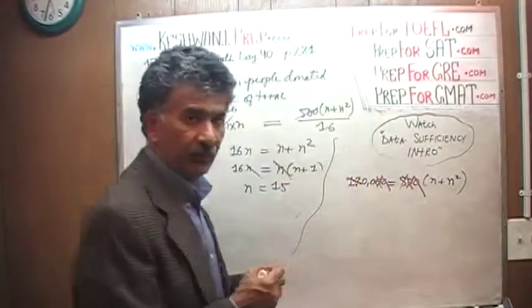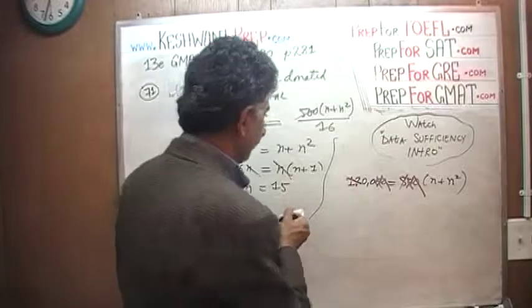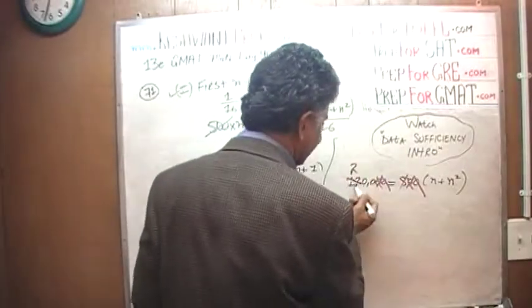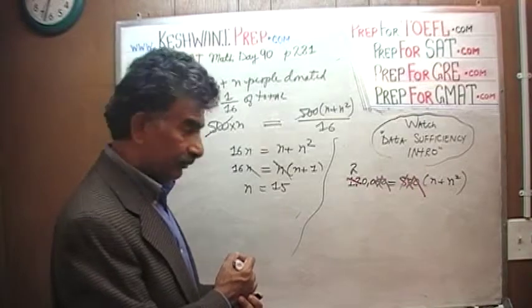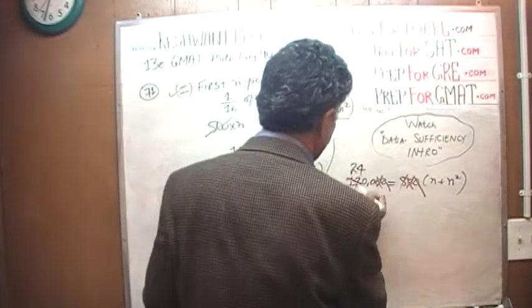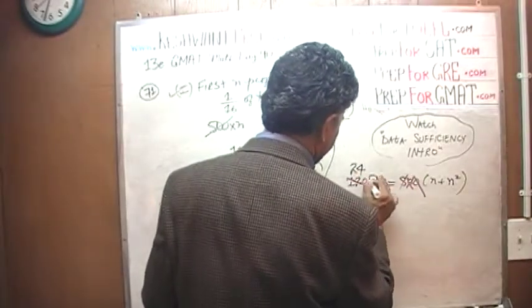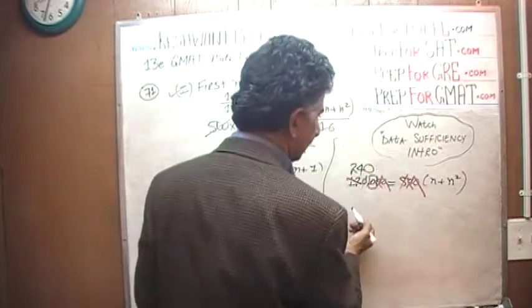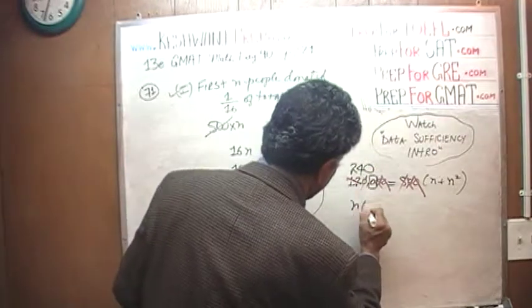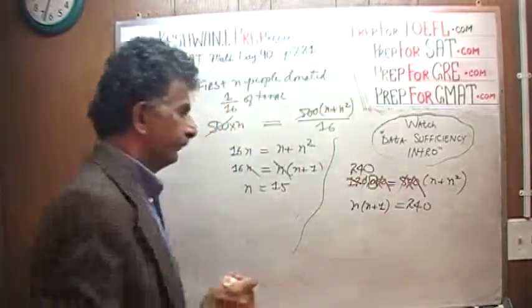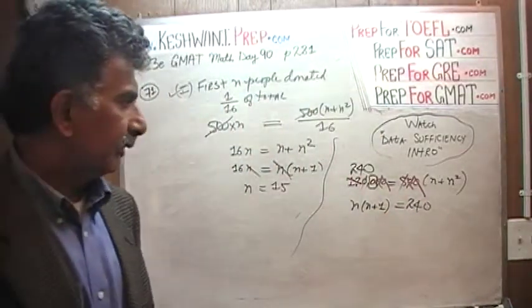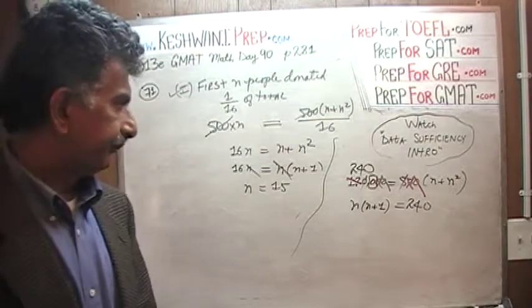How many 5s in a 12? 12 has 2 5s. The remaining 2 goes and joins the 0, becomes 20. Sorry, I said 40. 20 has 4 5s. And then this 0, of course, we mustn't forget this 0, goes on. So we have n times n plus 1 equals 240. That's what you should get out of it.